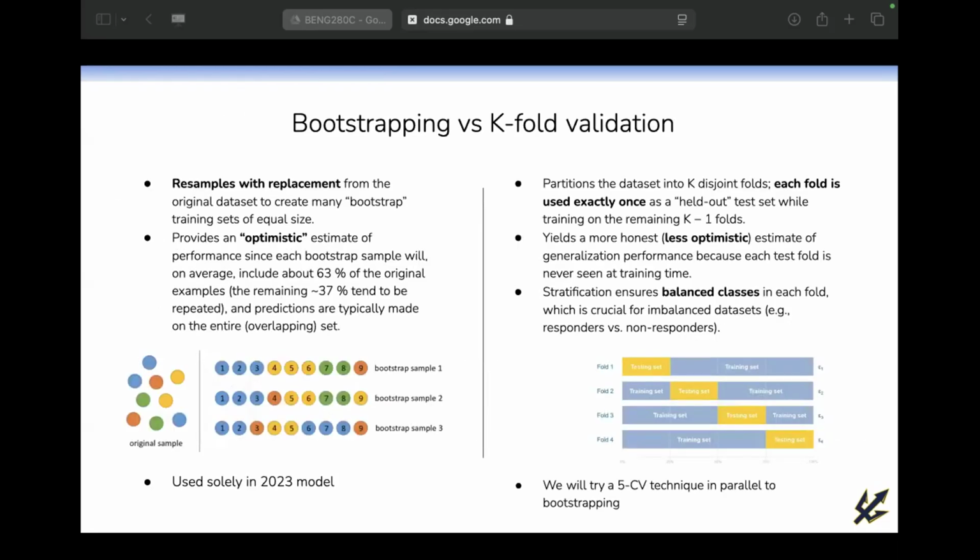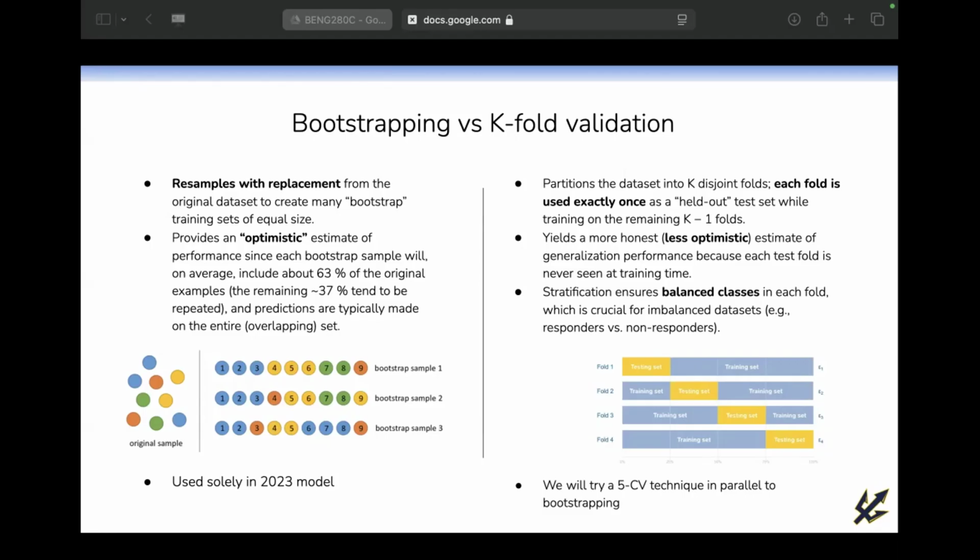Okay, last slide, I promise, before the results, and I think this one's really important. So for the previous model, Ashish used SVM with bootstrapping since that data set was so small. Bootstrapping works by repeatedly resampling the original data set with replacements to create many training sets. Because of the overlap in the samples, each bootstrap model typically sees most of the data multiple times and can give a fairly optimistic view of how well the model performs. It's a bit like testing your model on data it's already familiar with. So we used bootstrapping in 2023.